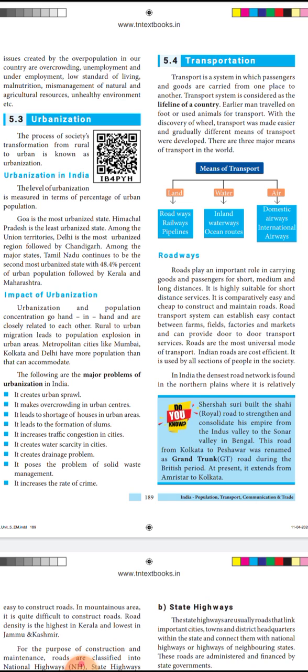So we have two important coverages: STD telephone facility, that is subscriber trunk dialing, and another one is ISD. ISD is nothing but international subscriber dialing. So these are the two important facilities we have in India.